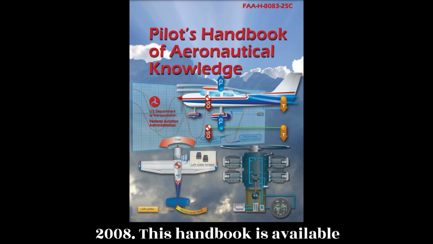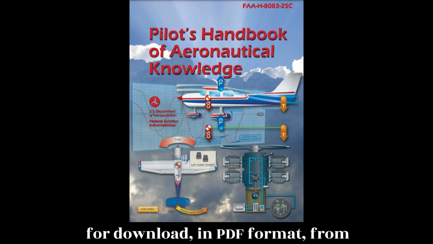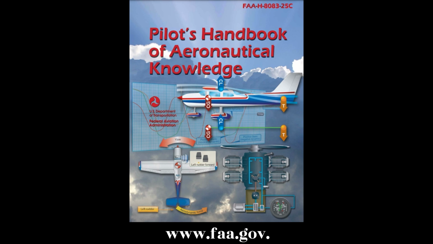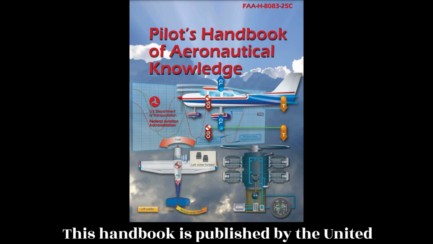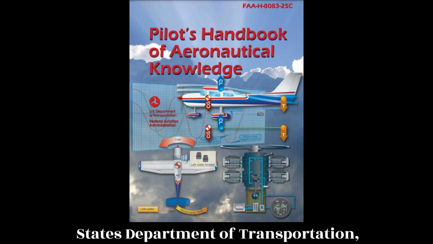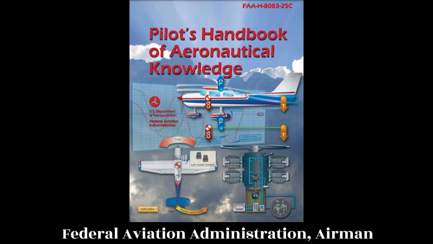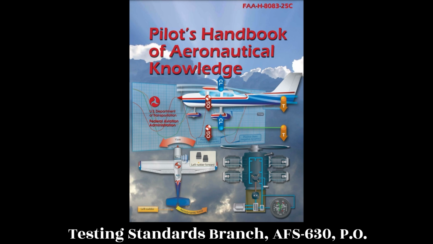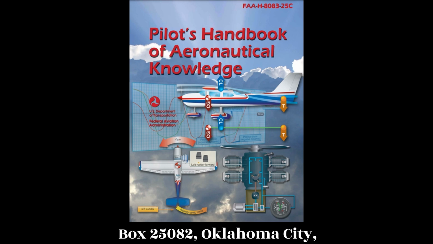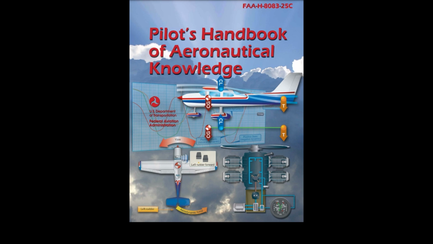This handbook is available for download, in PDF format, from www.faa.gov. This handbook is published by the United States Department of Transportation, Federal Aviation Administration, Airman Testing Standards Branch, AFS-630, P.O. Box 25082, Oklahoma City, Oklahoma, 73125.